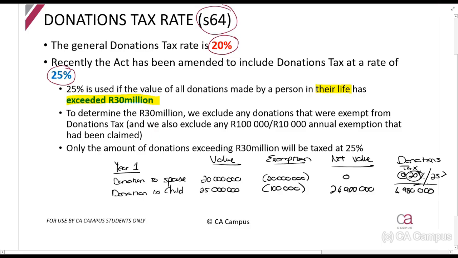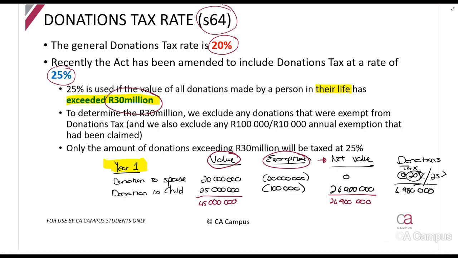Now, this is just for year 1. I'm going to show you in year 2 that we're going to reach the threshold. Before I do so, here is an important concept. There's a value here, the total value of donations made, which is 45 million rands. And then we have this net value, after the exemptions, which is 24,900,000. When we look at this 30 million rands, we look at the net value total, so that's 24.9 million rands. We don't look at the total value over here. Be aware of that.